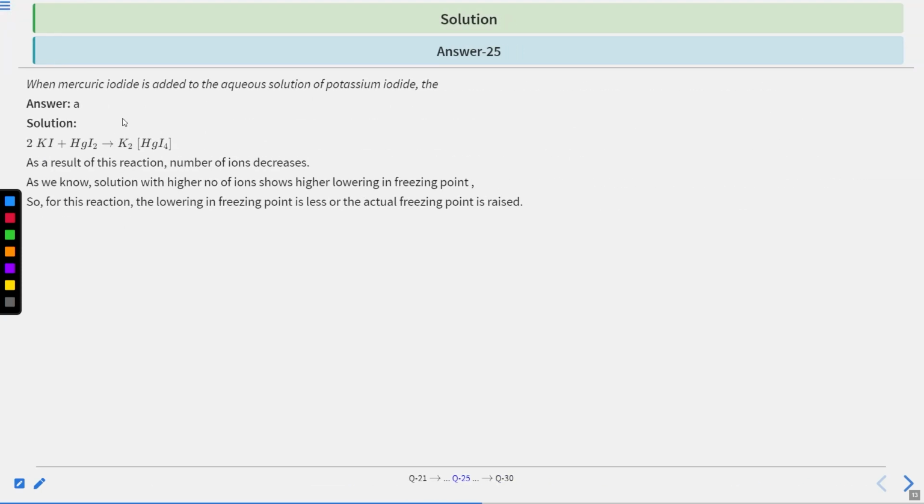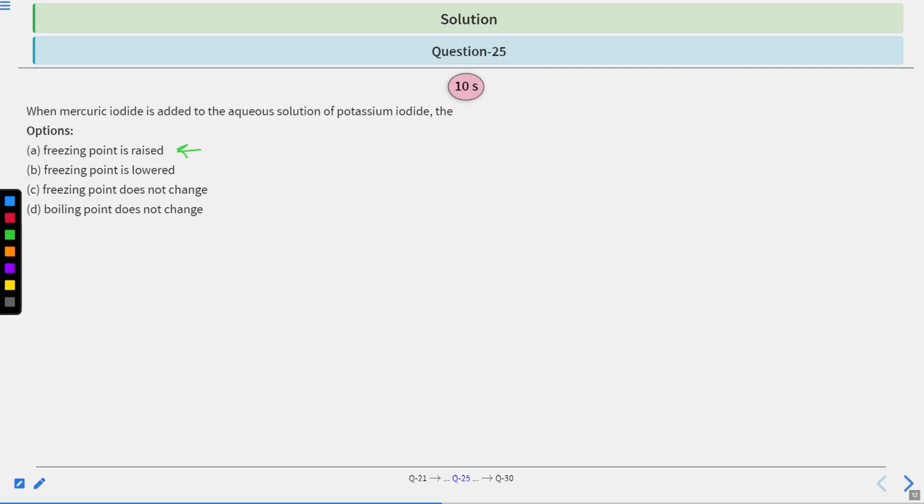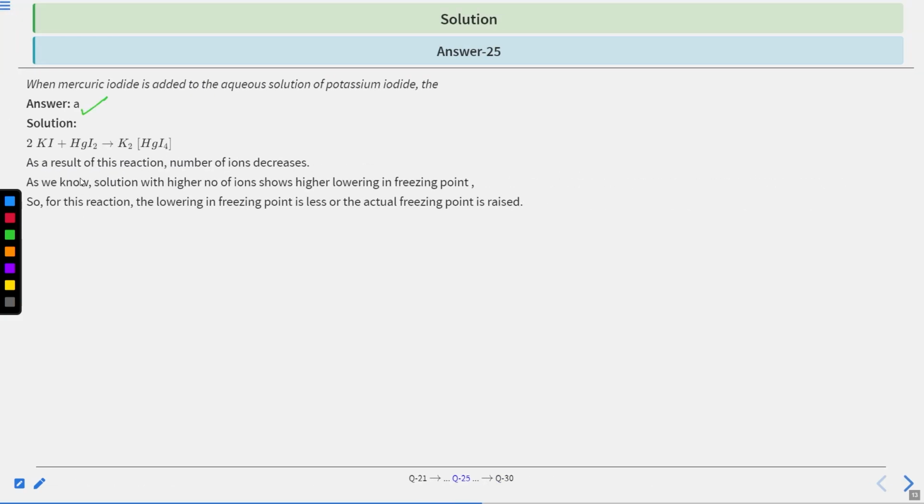Okay, so the correct answer is option A, that is, freezing point is raised. Let's see how. This is the reaction when mercuric iodide is added to the aqueous solution of potassium iodide. 2KI plus HgI2 will give you K2HgI4. This is a complex which will form, and as a result of this reaction, the number of ions decreases. As you can see, here it gave the 2 ions, and here it gave the 2 ions.